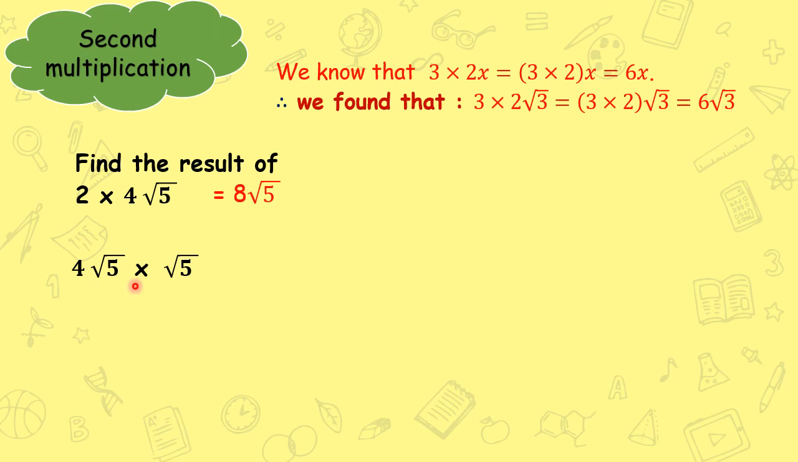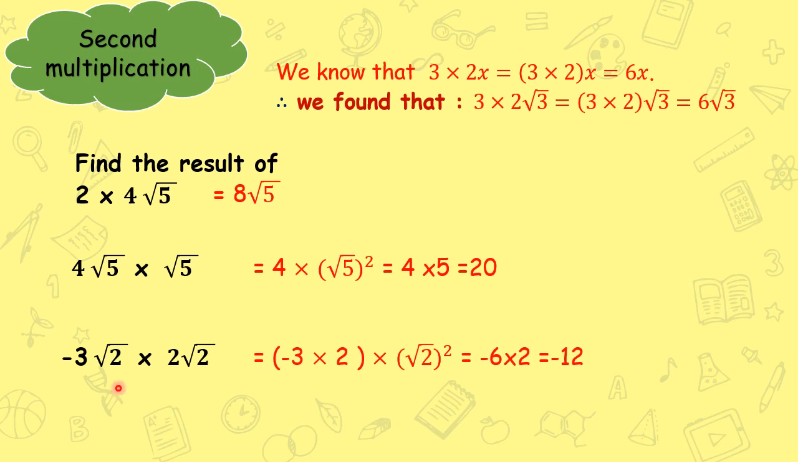4 root 5 times root 4: 4 times 1 is 4, and root 5 times root 5 equals 5. 4 times 5 equals 20. Negative 3 root 2 times 2 root 2 equals negative 3 times 2 and root 2 times root 2. Negative 3 times 2 equals negative 6, and root 2 times root 2, or root 2 power 2, equals 2. Negative 6 times 2 equals negative 12.